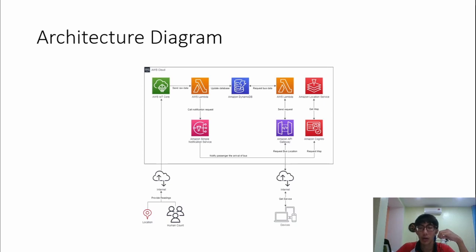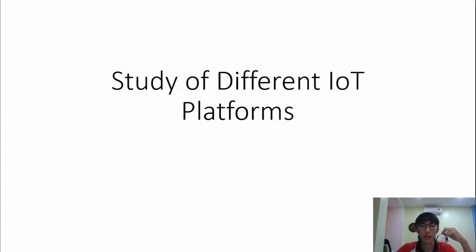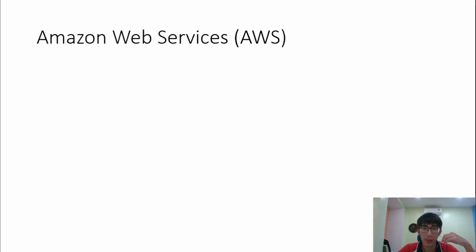Alongside Amazon Location Service, the passenger can view this data on a visual map, providing a clearer picture of the information at hand. Finally, we study the different IoT platforms available. We begin with Amazon Web Services.